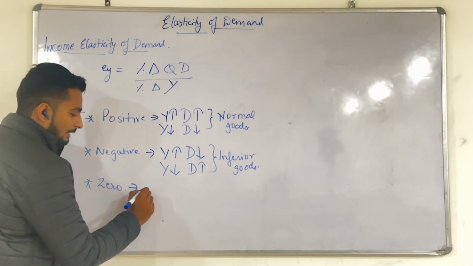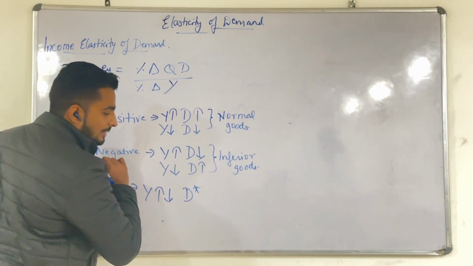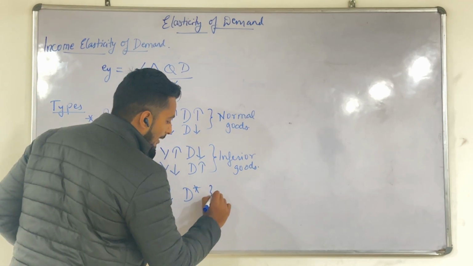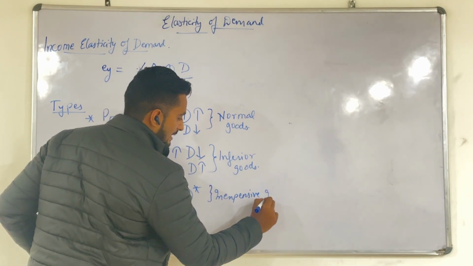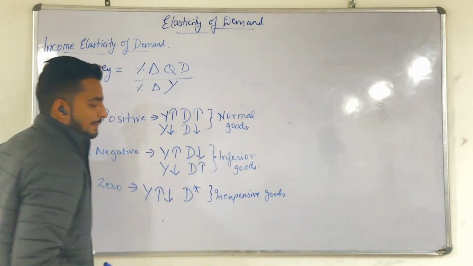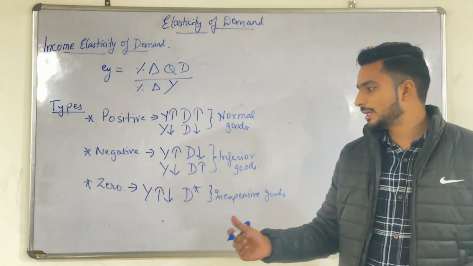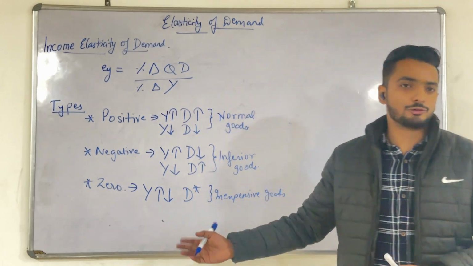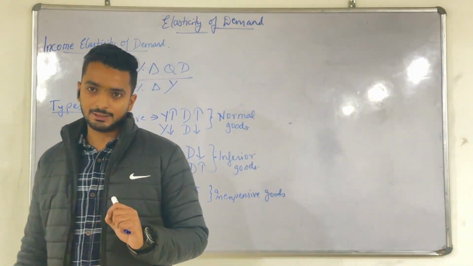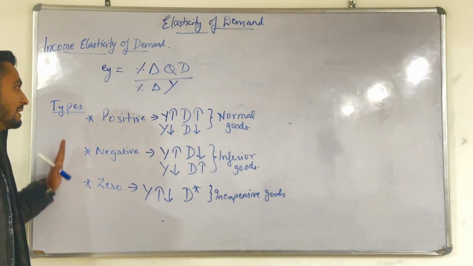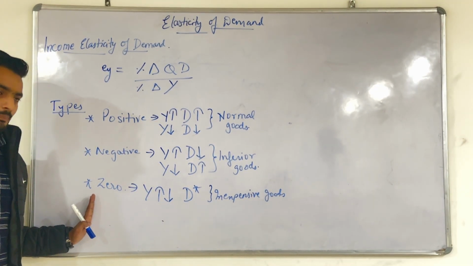Zero income elasticity means whether income increases or decreases, demand will remain the same. That is the case of inexpensive goods, like salt and medicine. You have to purchase them whether your income is more or less. Understood? That is the case of zero income elasticity. So these are the three types of income elasticity: positive, negative, and zero.